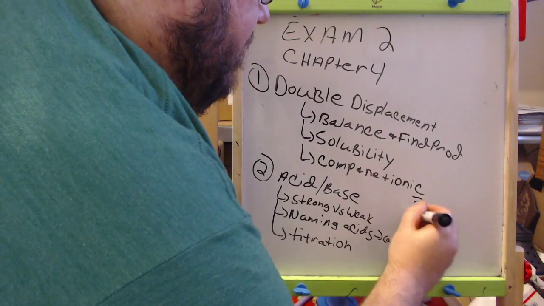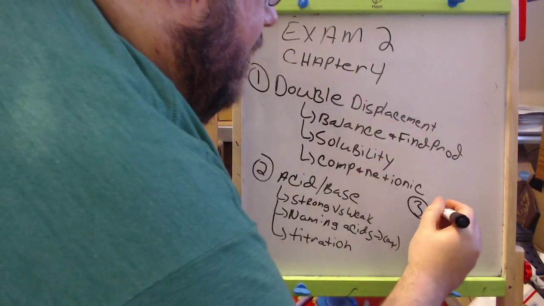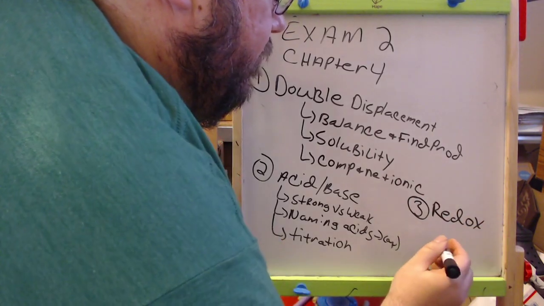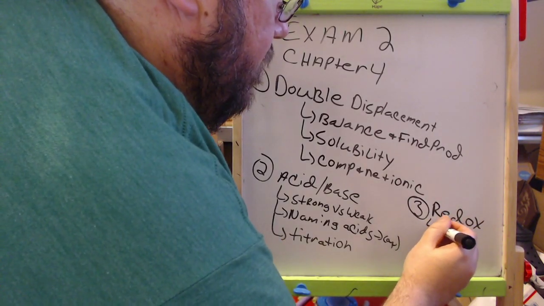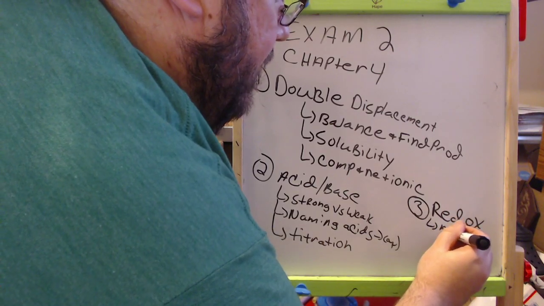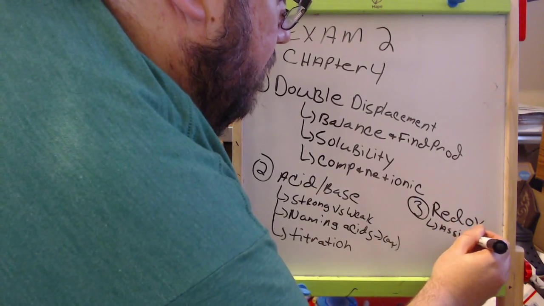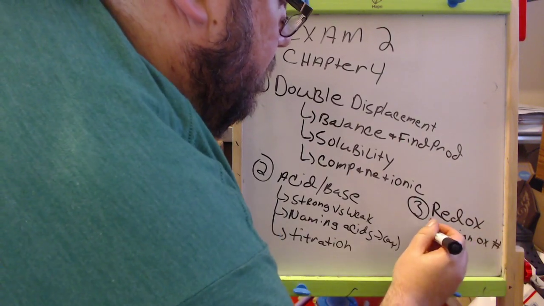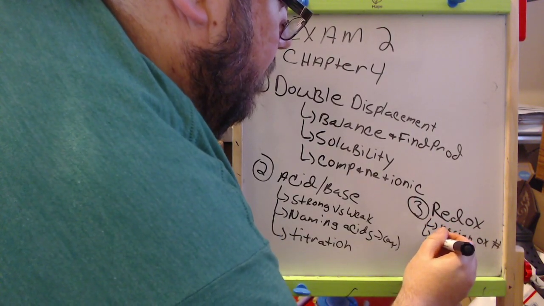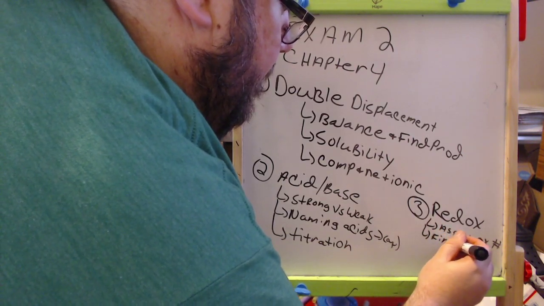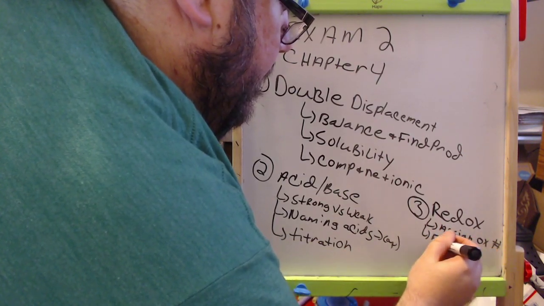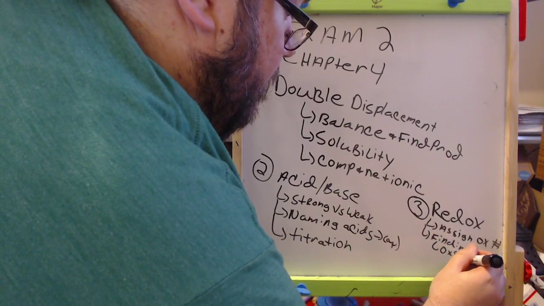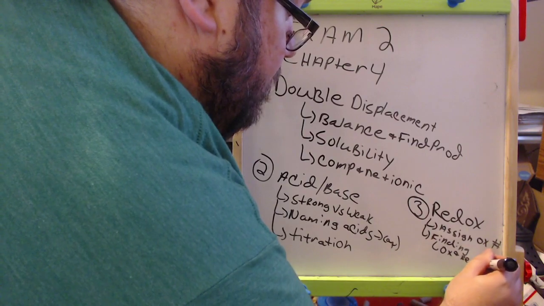Number 3, which we spent a lot of this video on, redox. Assigning oxidation numbers. Finding oxidizing and reducing agents.